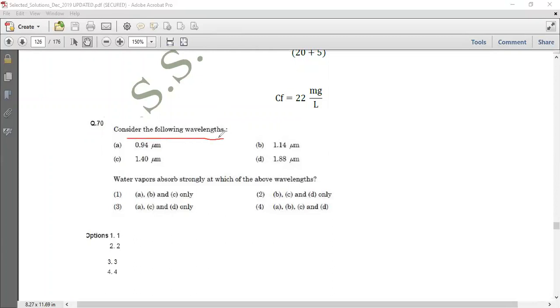So, consider the following wavelengths. The question says consider the following wavelengths. Water vapor absorbs strongly at which of the above wavelengths?